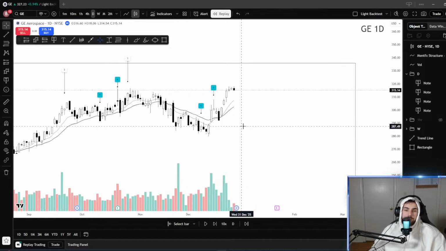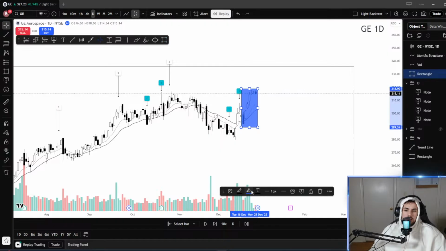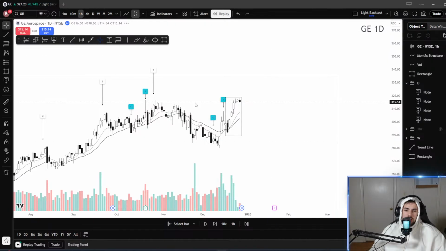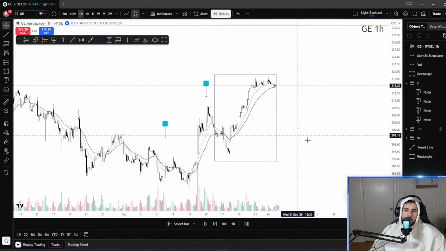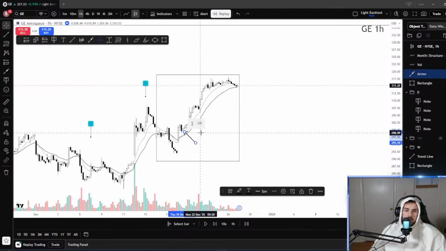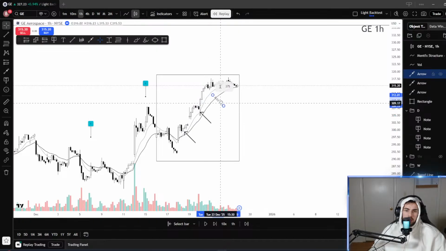All right, we're back. Let's drop down inside here and see what 1 hour structure we got. See if there's 10-minute entries inside this 1 hour structure. So where would I look for entries on the 1 hour? Inside the pullbacks here.